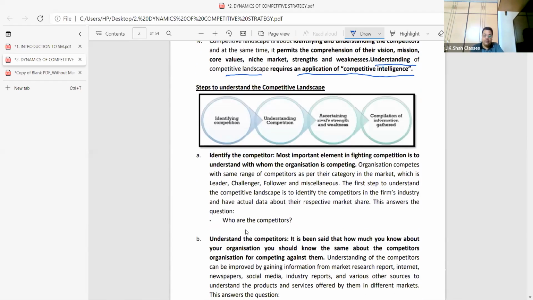See, the first point is what? Identify competition, understand competition, ascertain rival strengths and weaknesses, compile the information gathered. Let's start. Identify the competitor. An organization competes with the same range of competitors for the category, which is leader, challenger, follower, and nichers. The first step to understand the competitive landscape is to identify the competitors in the firm's industry and have actual data for the respective market share. This answers the question, who are the competitors?